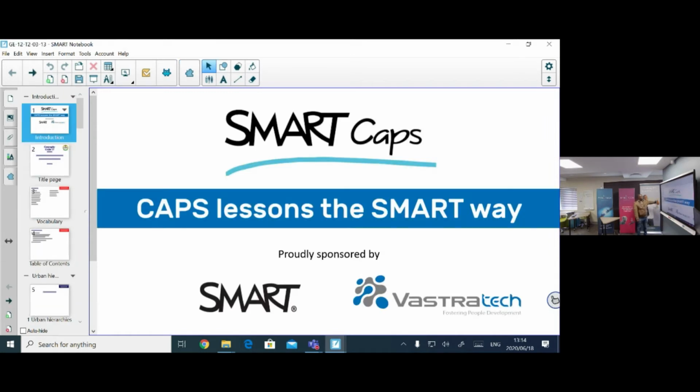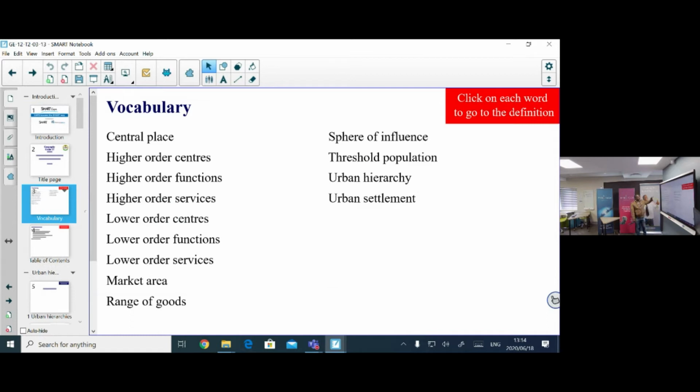Right, here we are. So our vocabulary today is going to be higher central place, higher order centers, sphere of influence.